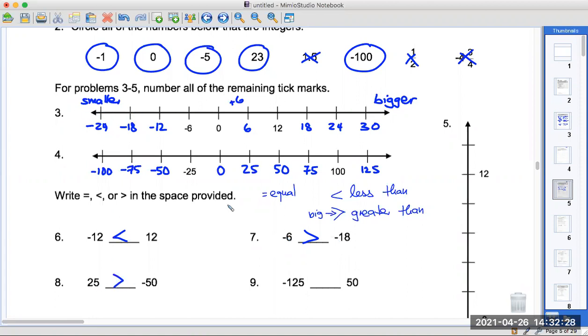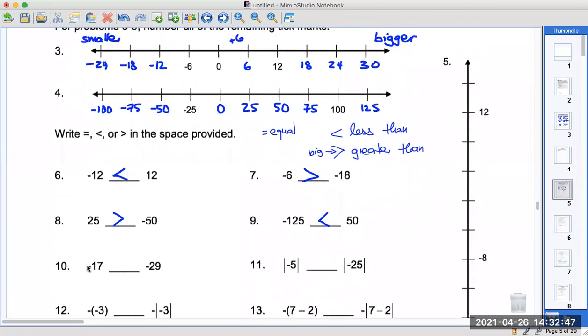25 is greater. 25 is over here. Negative 50 is way down here. 25 is bigger. Negative 125 is less than 50. 50 is bigger. Negative 17 is greater than negative 29.